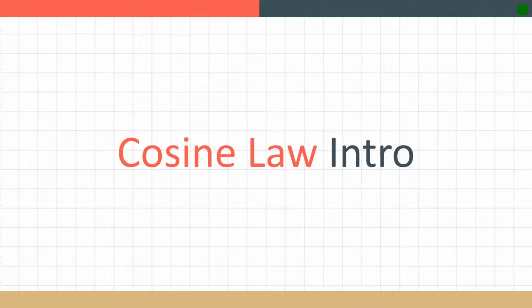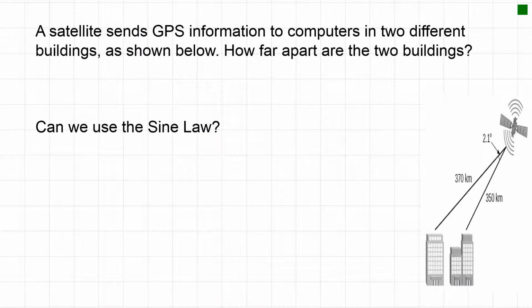An introduction to the cosine law. So we're going to take a look at a satellite that sends GPS signals to two buildings, and we know the distance between the building and the satellite in both cases. How far apart are the two buildings? So what we're looking for is this distance right here.